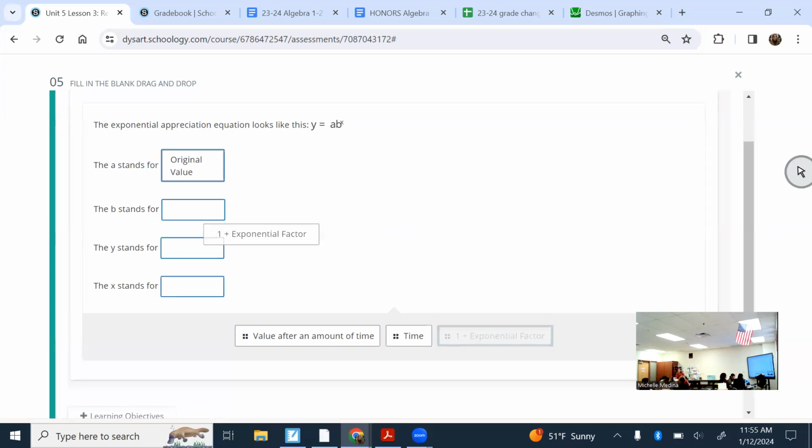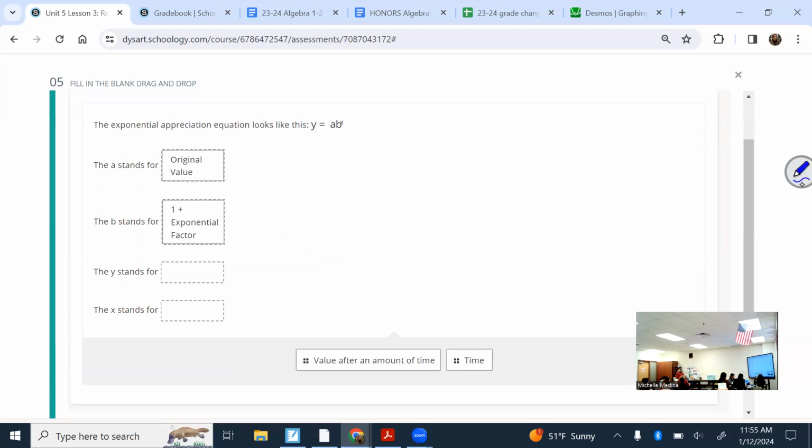1 plus the exponential factor. So you remember how I gave you this equation and this one? B is what is attached to the exponent. So another way to talk about B is 1 plus the exponential factor. If it was doubling, then it's 1 plus 1, which is 2. So it's like, use both.